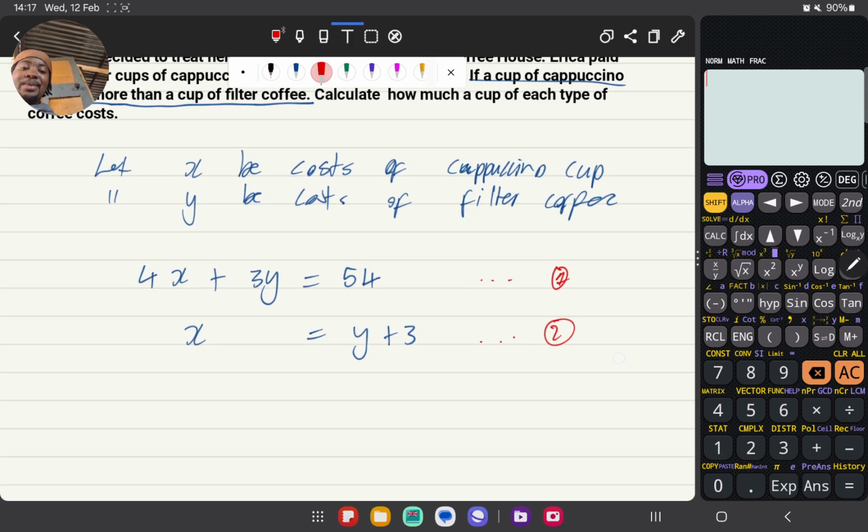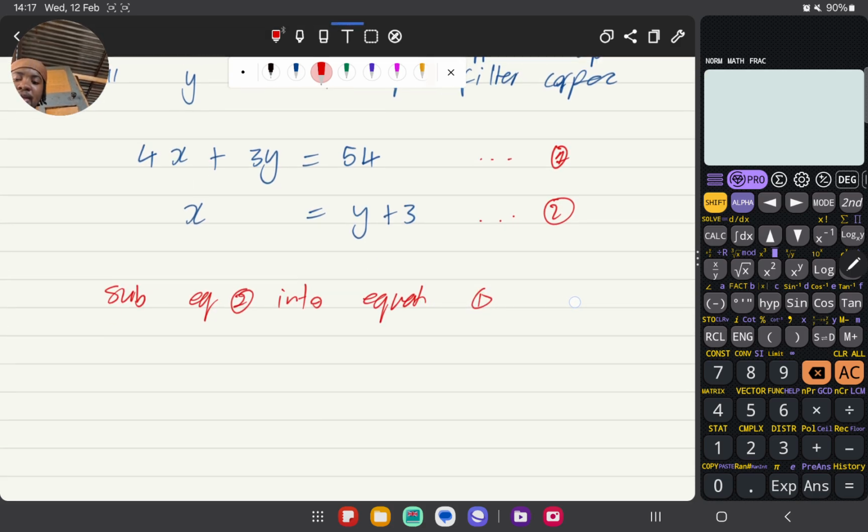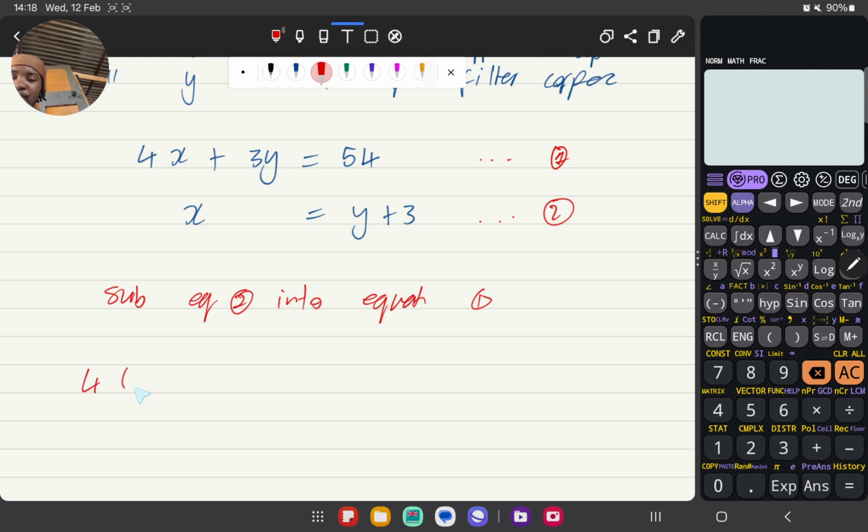I have a simultaneous equation, and fortunately this is an easy simultaneous equation, so it will not be a problem. I can just substitute equation 2 into equation 1, right? So now I have 4 times (y plus 3), plus 3y, equals 54.